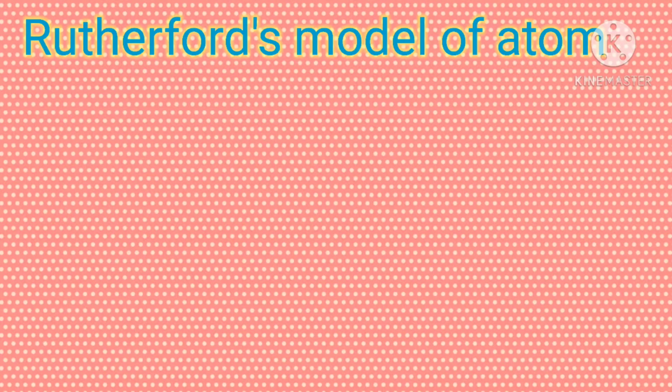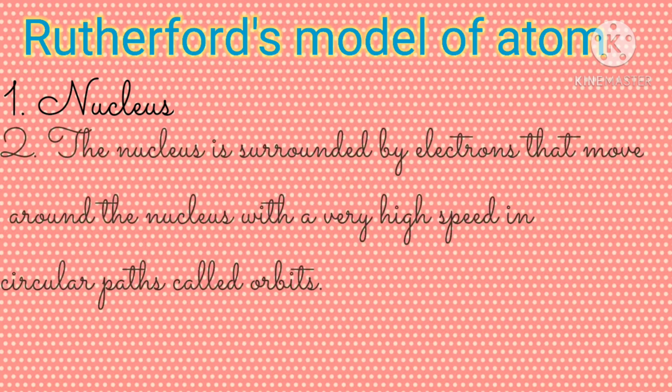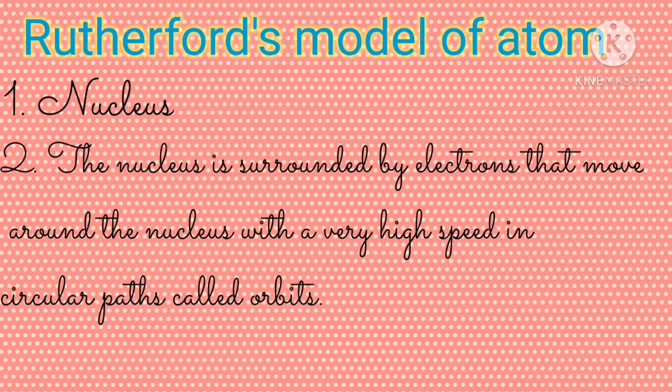Now before we proceed to Bohr's model of atom, let us first see Rutherford's model of atom. So what did Rutherford say? He said that the positive charge and most of the mass of the atom is present in a very small region which is known as the nucleus. And secondly, he said that the nucleus is surrounded by electrons that move around the nucleus with a very high speed in circular paths called orbits.